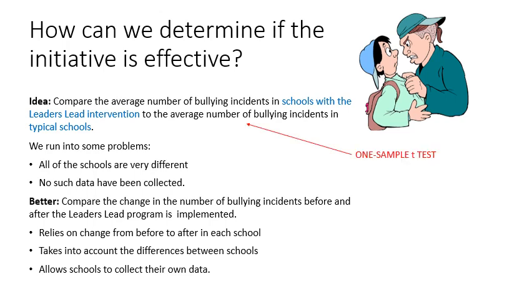And so you might have recognized that this top example, comparing the number of bullying incidents to typical schools or schools in general, is a one sample t-test. And what we're doing here, comparing a school to itself, is called the paired samples t-test.